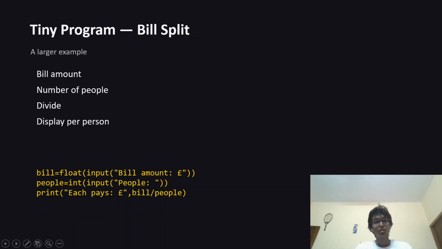So we did this also. Tiny program: bill split. A large example. We had to take the bill amount and the number of people. We had to divide the bill amount by the people and display it per person, with a label like each pays this much, and in place of this much it should be the divided answer. So you guys can do it. I believe in you guys. So come and do it. In case you are not able to do it, we will do it together. Your time starts now.